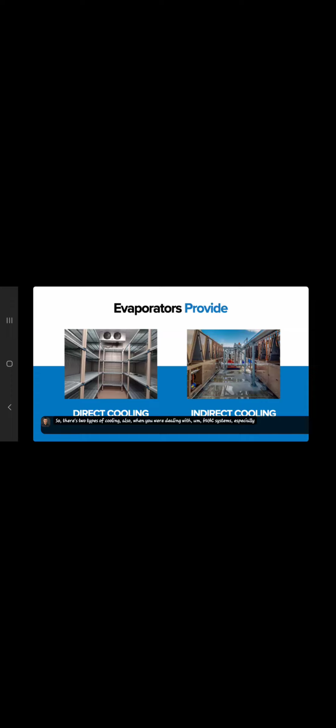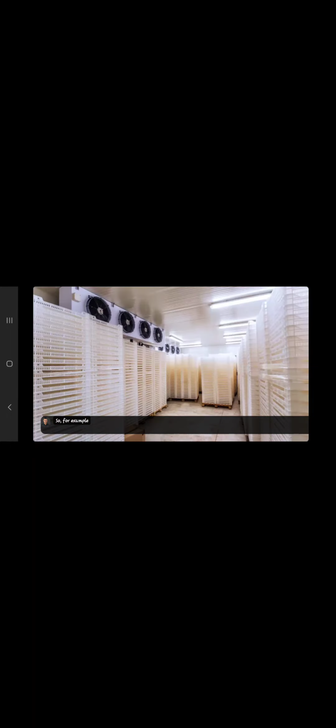There are also two types of cooling when you're dealing with HVAC systems, specifically evaporators. You have direct cooling and indirect cooling. Direct cooling is any time the evaporator is in the conditioned space, while indirect cooling is any time the evaporator is outside of the conditioned space. For example, walk-in freezers are considered direct cooling because the evaporator is right in the conditioned space. While centrifugal chillers are considered indirect cooling because they're in a remote area from what you are actually cooling.